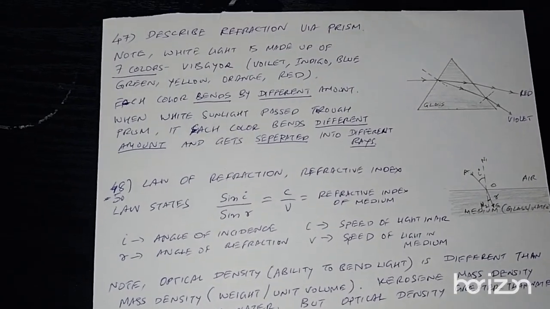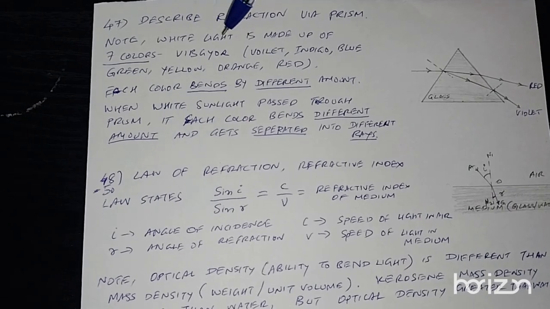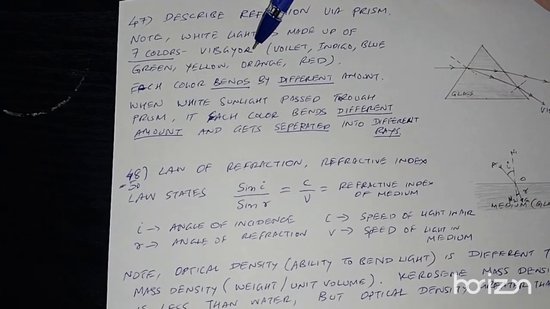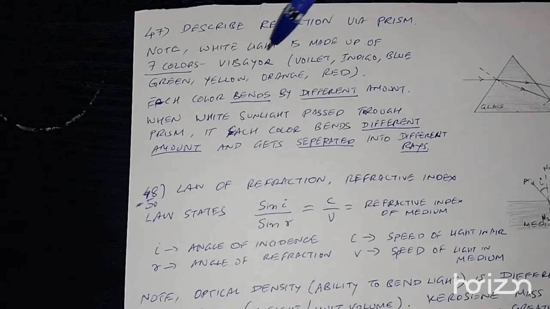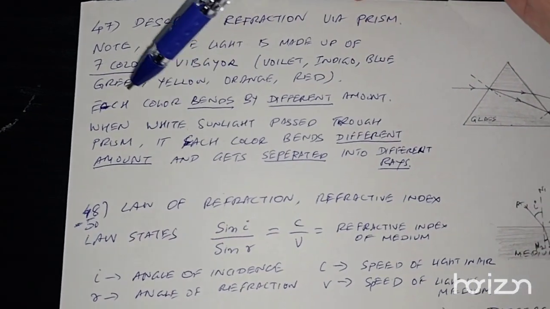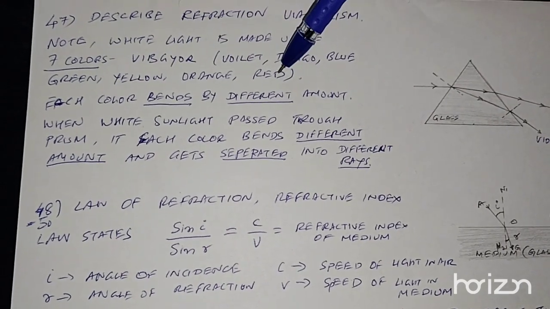Describe the refraction via prism. Note that white light is made up of 7 colors. You can call them VIBGYOR. V stands for violet, I for indigo, B for blue, G for green, Y for yellow, O for orange, and R for red.